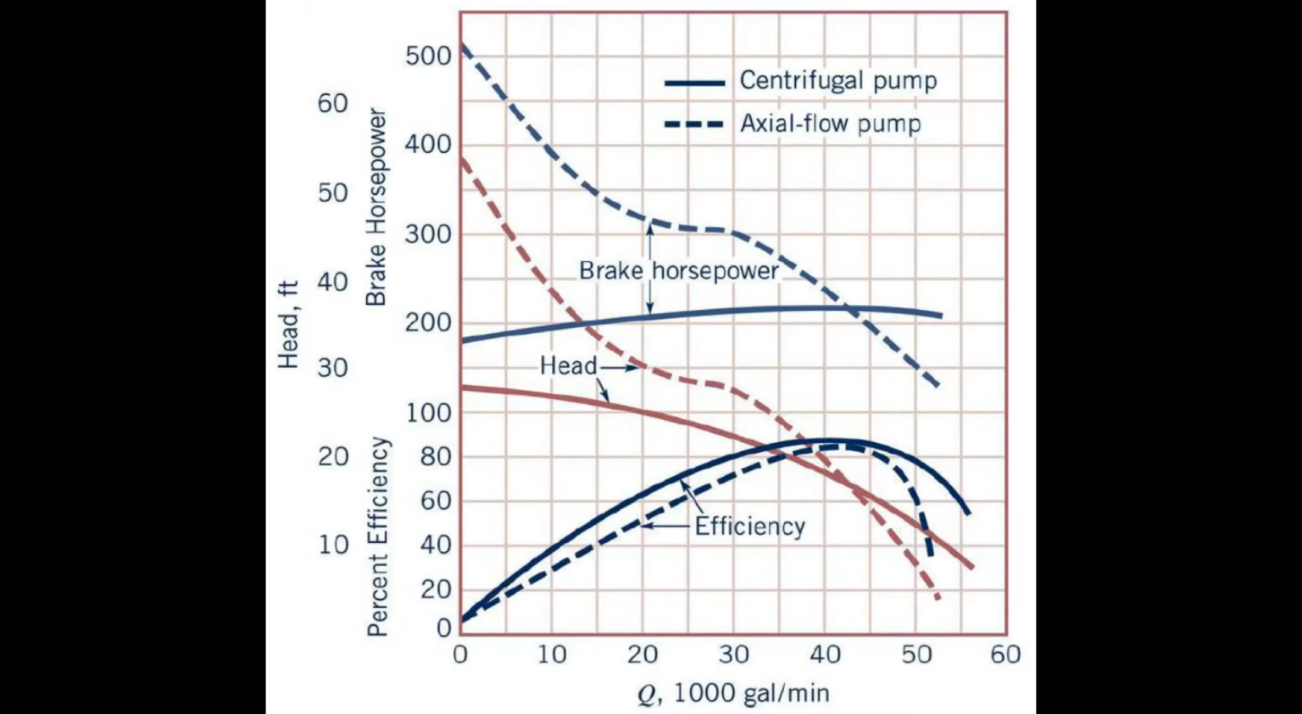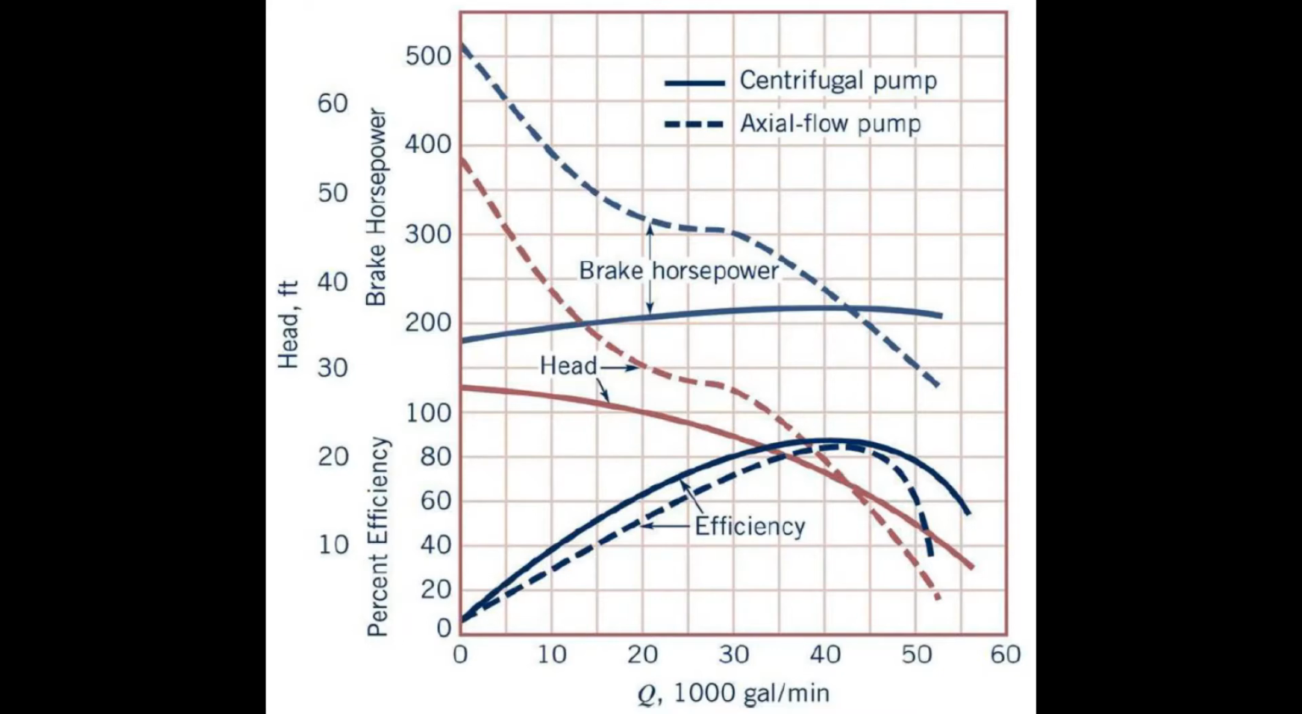The centrifugal pump curves are relatively flat. Horsepower, for example, starts out just under 200, ends up just over 200, whereas the axial flow pump starts off at a value above 500, then drops down below 150 near the end. So there are much greater changes with respect to flow rate for the axial flow pumps compared to the centrifugal pumps.